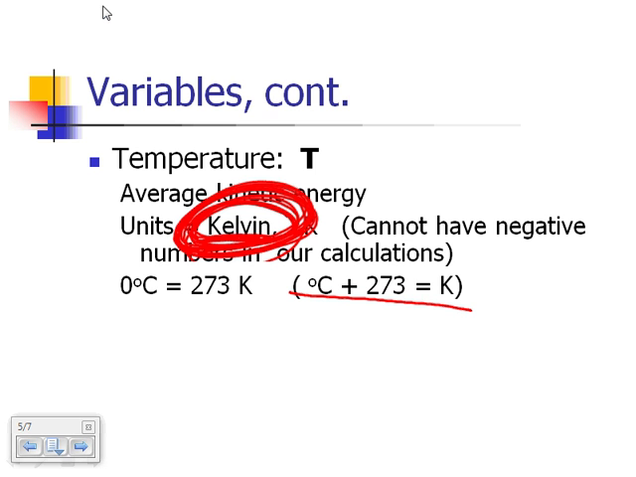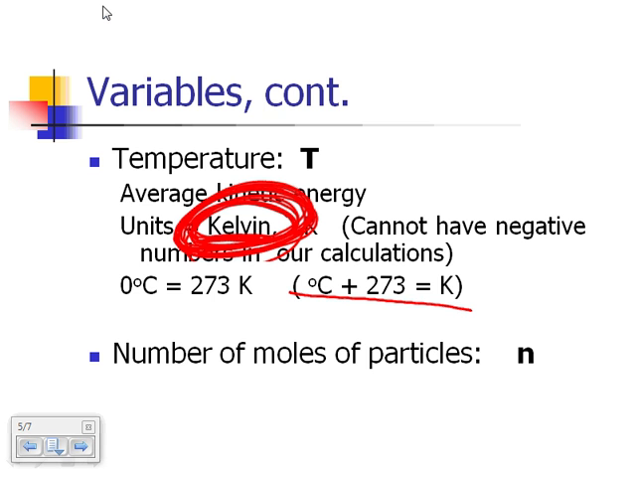We'll need to convert that to Kelvin. So Celsius plus 273 will give us Kelvin. Our last variable is the number of particles, which is small n. Units are going to be moles. How many moles of that material do we have?